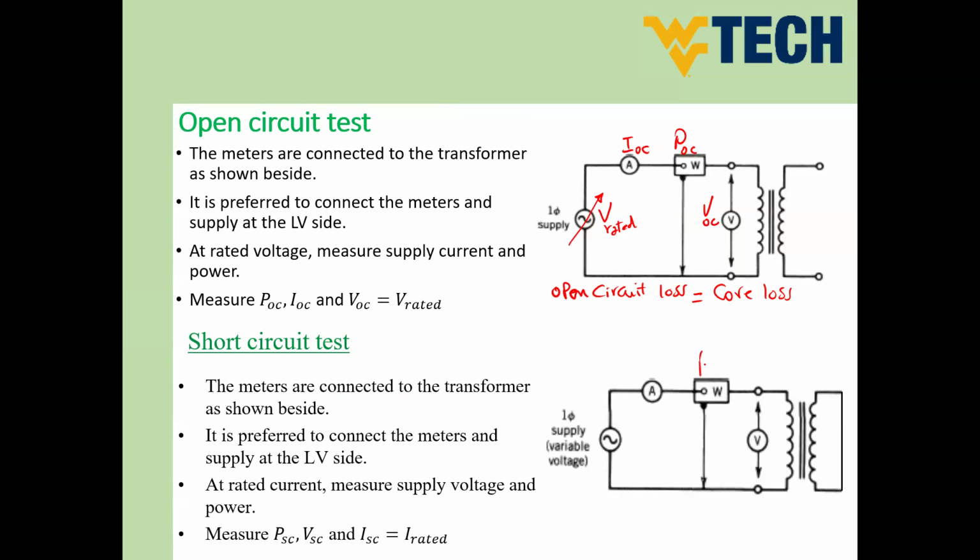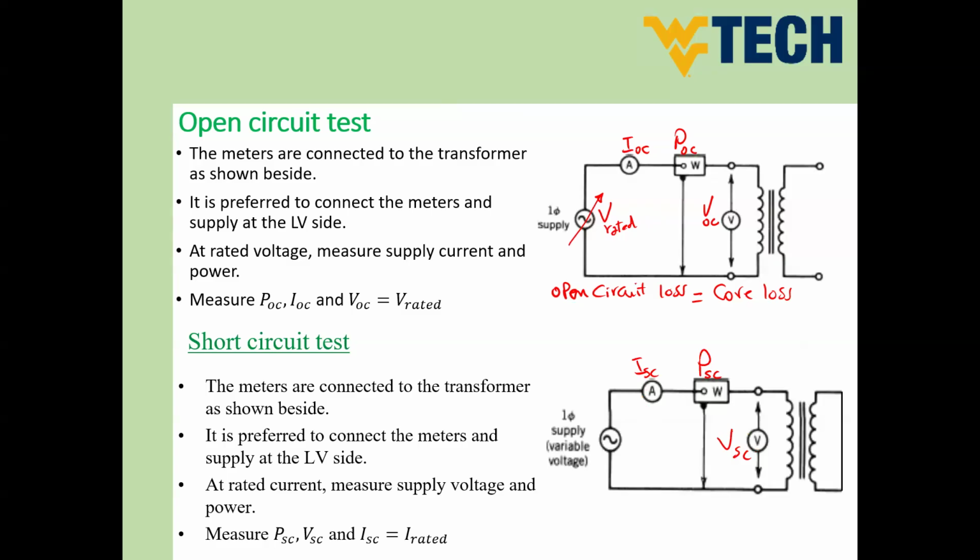So we will also measure power. I'm going to call it P short circuit, I short circuit, and V short circuit. It is preferred to connect the meters at the supply at the low voltage side, and at rated current, the meters measure supply voltage and power. So we measure at rated current. So by the end, I short circuit would be I rated, and P short circuit and V short circuit will be measured. Short circuit volt, by experience, is going to be less than 10% of the rated volt.